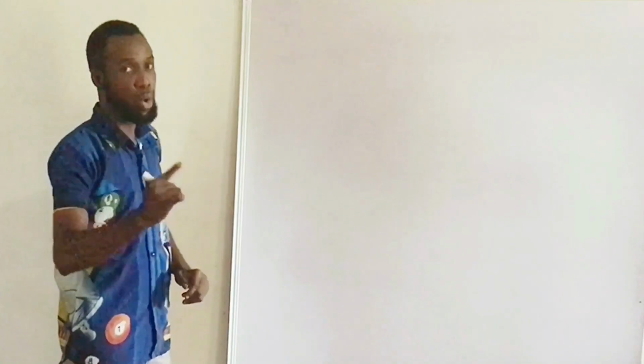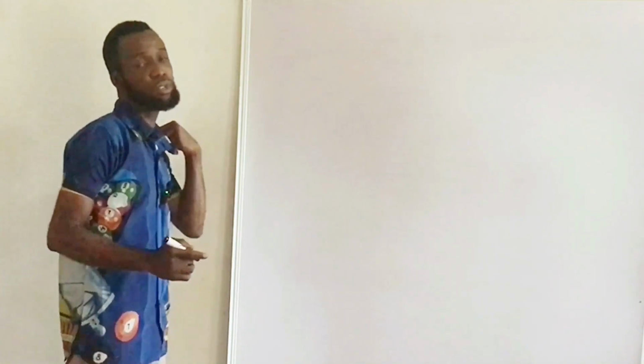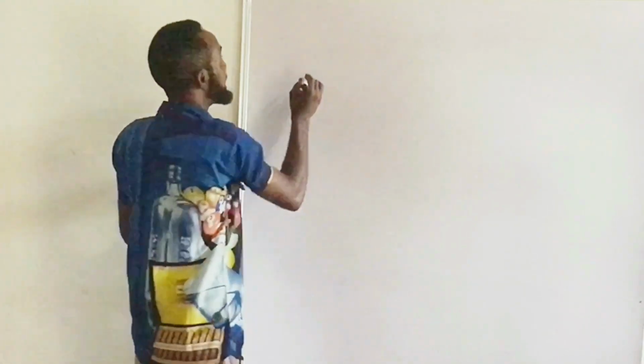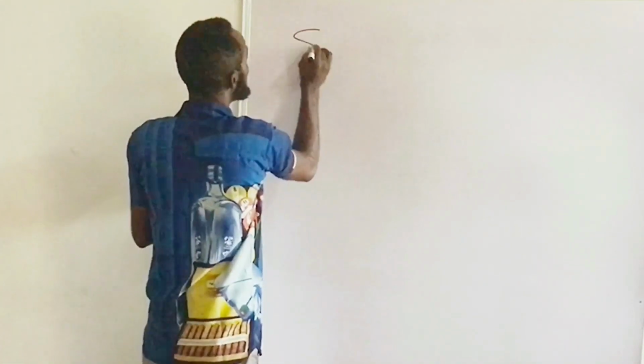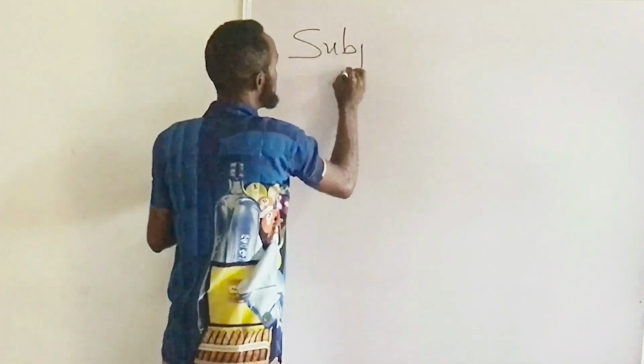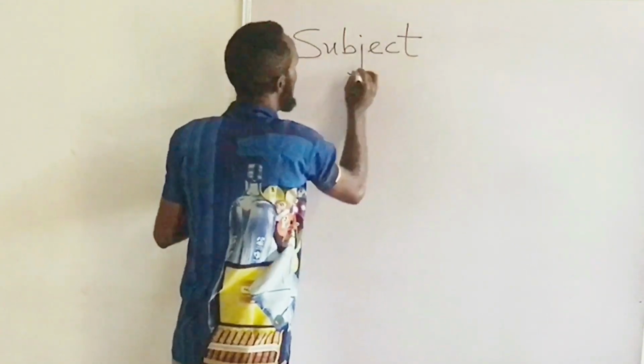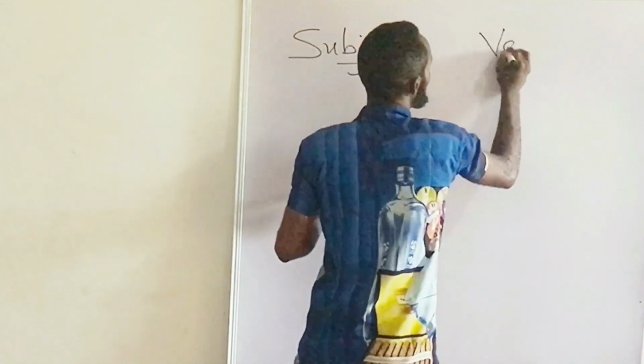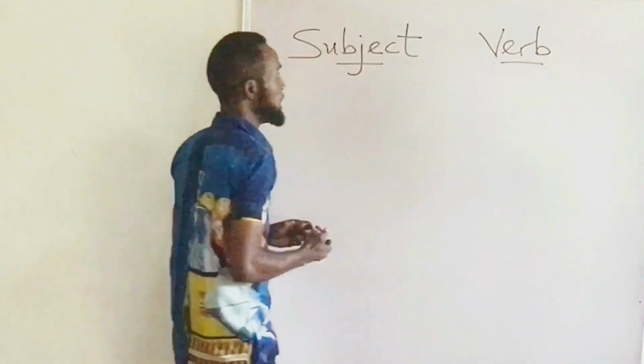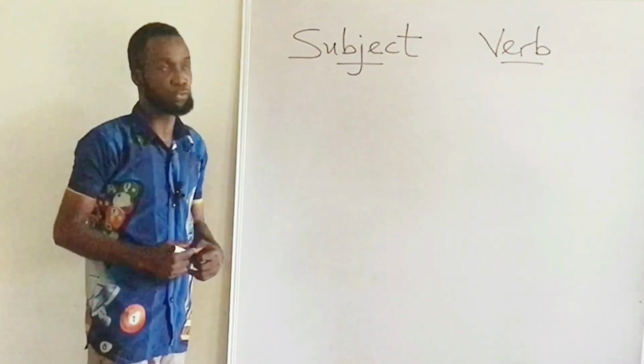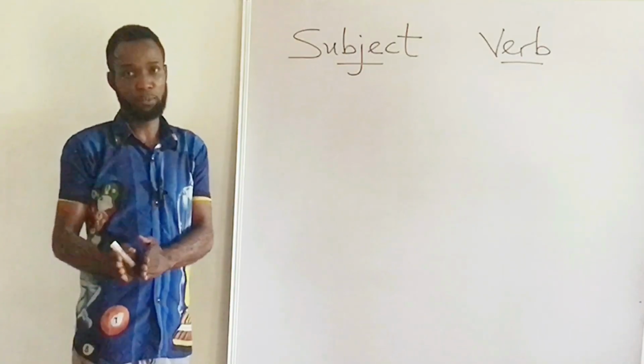You are welcome back. Remember, in this video, we are looking at Accompaniment Concord, which is one of the types of concord we have in the English language. But what is concord? In case you didn't know, concord is an agreement between a subject and a verb. An agreement between a subject and a verb is what we call concord.